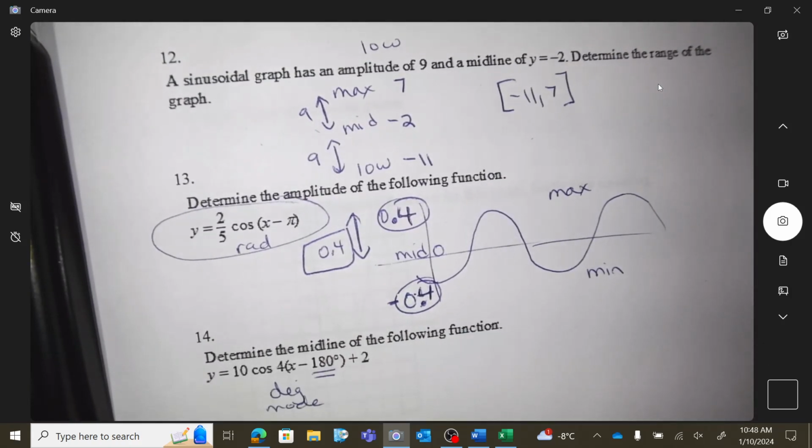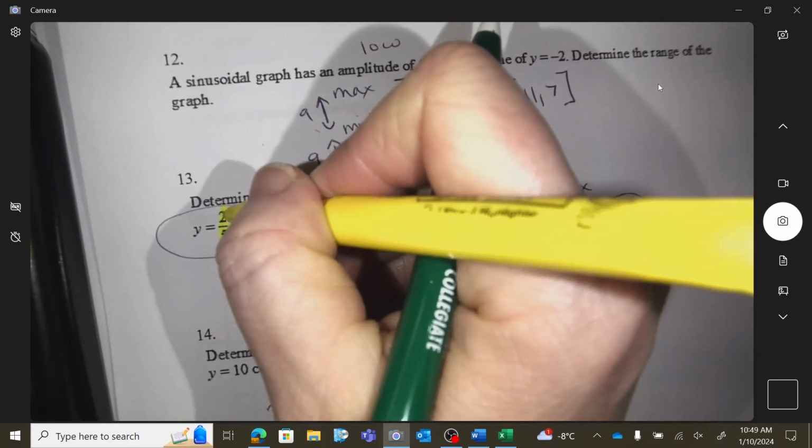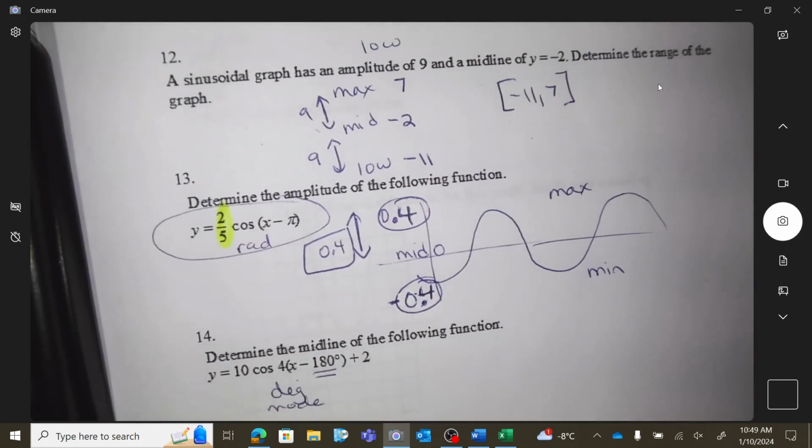So I got the amplitude, which was 0.4. You know what that is also? The multiplier in the front.